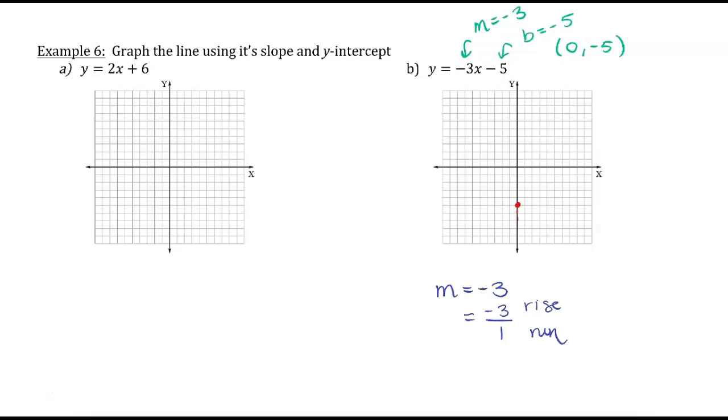Down 3 and right 1. With those 2 points, we can sketch our line. We can also continue the pattern to help us sketch it by hand. And now we have the graph of the line.